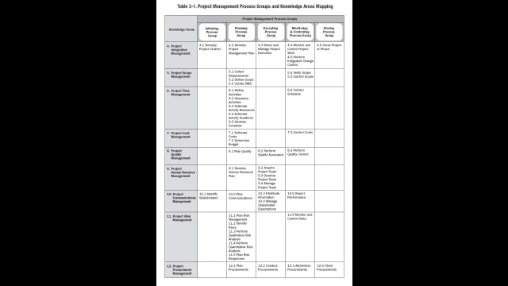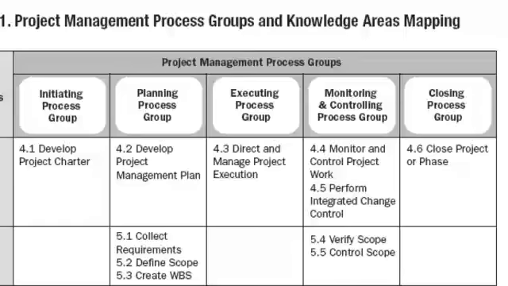For example, in a given project or phase, the initiating process group typically takes place first. Then it moves on to the planning process group, then the executing process group, then the monitoring and control process group, and comes to the closing process group.